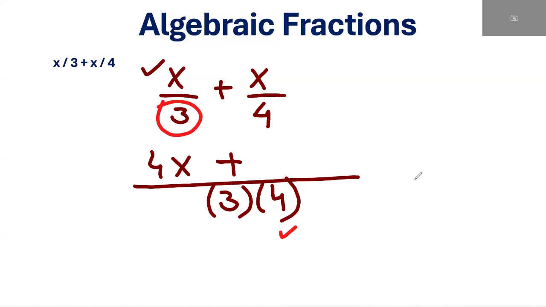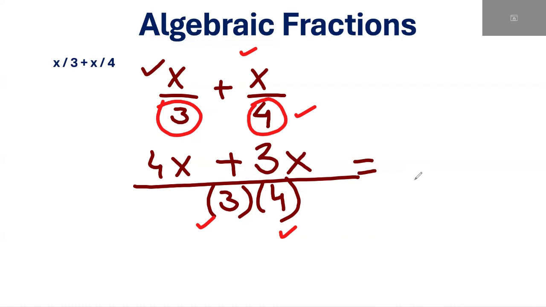Now, for the second term, don't write 4, because 4 is already here. You have to write 3. 3 multiplied by x.